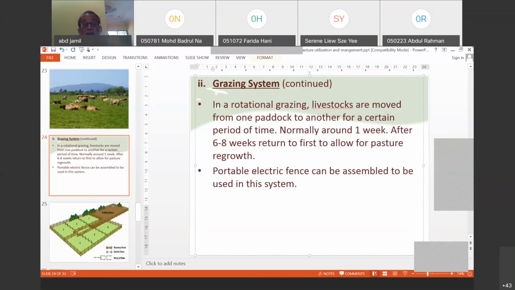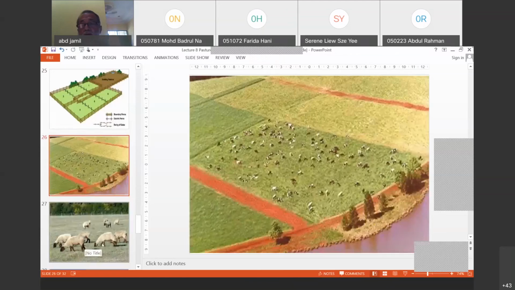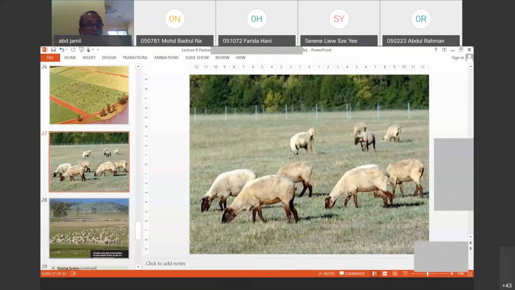So normally we have fences, and the fences nowadays we use electric fence because it's cheap and easy to assemble. Okay, and here you can see we have one paddock here. This is the road, and so probably the previous week they were grazing in this paddock here, and next week they might be shifted to this paddock or this paddock. Sheep.